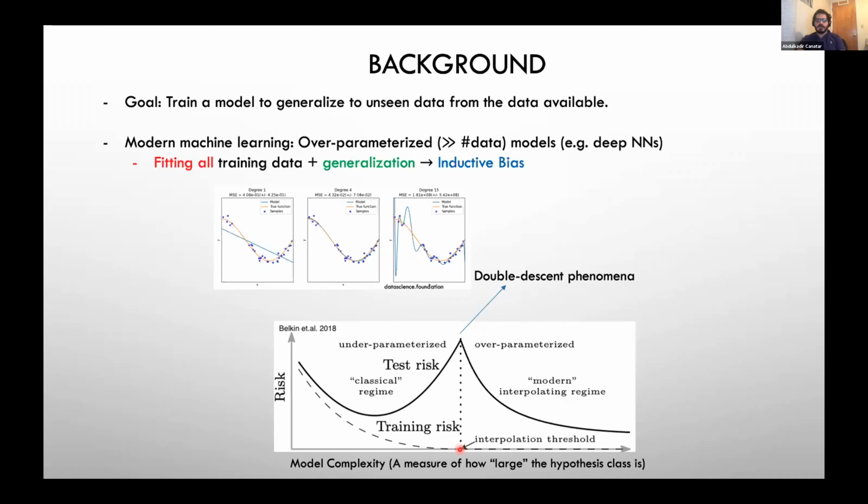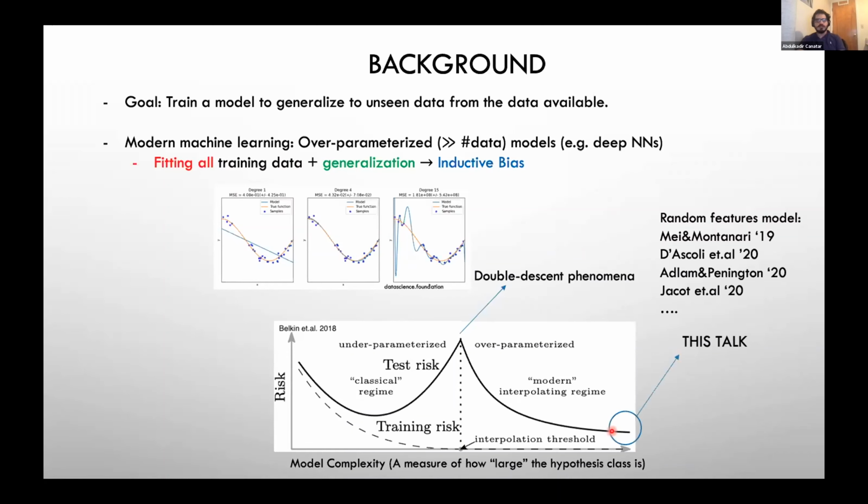This phenomenon implies that fitting all training data plus generalizing means there's an inductive bias happening in the over-parameterized model. And this has been studied very rigorously in the random features model community, where they find that if the number of parameters is equal to the number of data, you have this interpolation threshold, you diverge, and then after some time, you generalize again. But the main reason we see double descent, as a summary, is the variance in the parameters, the randomness in the features you have in your model.